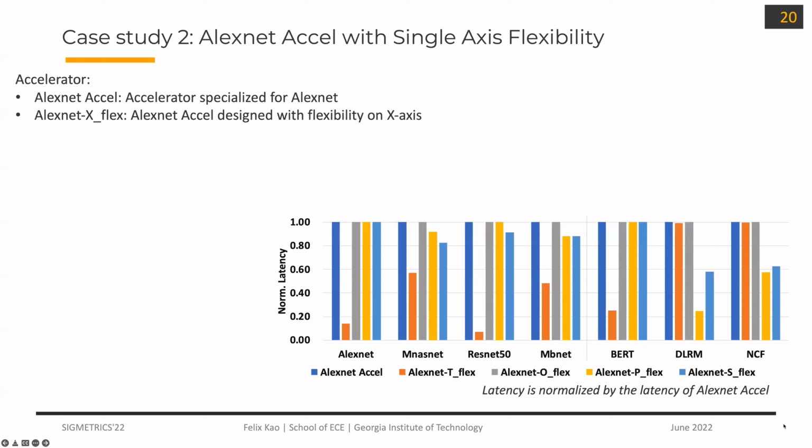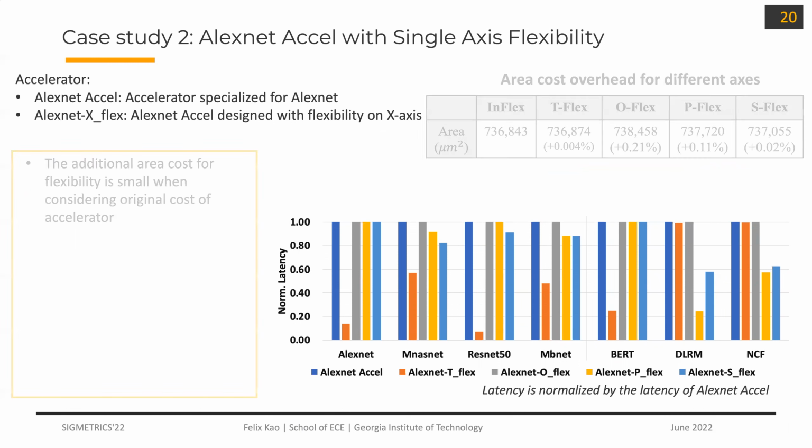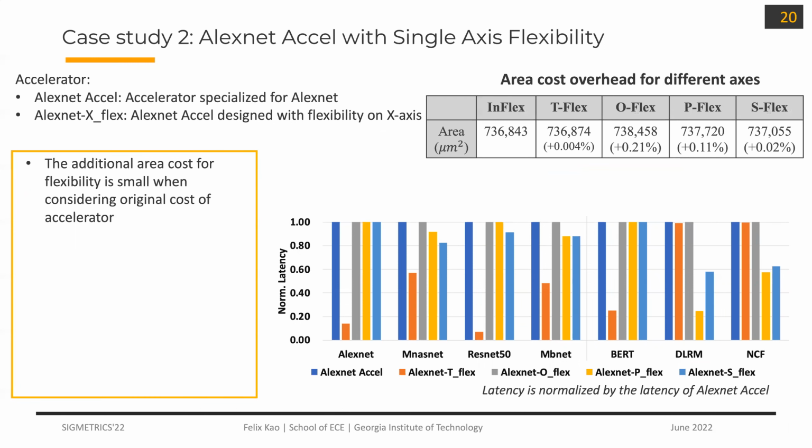Now let's start to add flexibility into the Alexnet accelerator. For example, Alexnet T-flex means what if we add tile flexibility into the accelerator when we are designing Alexnet accelerator back in 2014. First of all, given the buffer sizes and number of processing elements, these are the area costs of each flexibility axis. One thing we can notice is that the additional area cost is not that unaffordable if we amortize it to the cost of the entire accelerator.